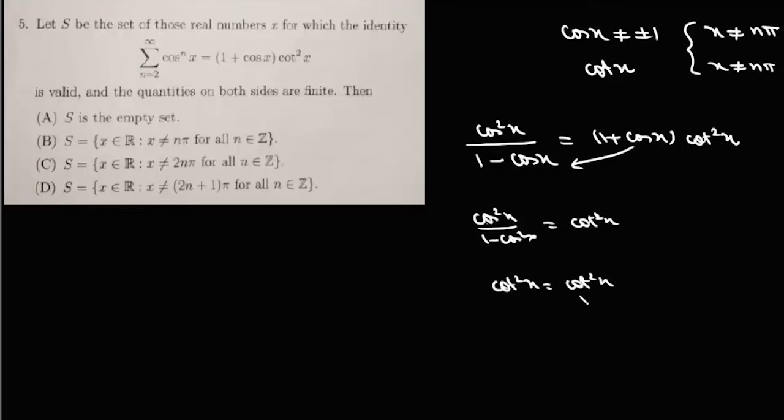So this identity is true for all values of x except when x is n pi. So the answer to this question is S contains all x belongs to R except x equals n pi. That means this option B.